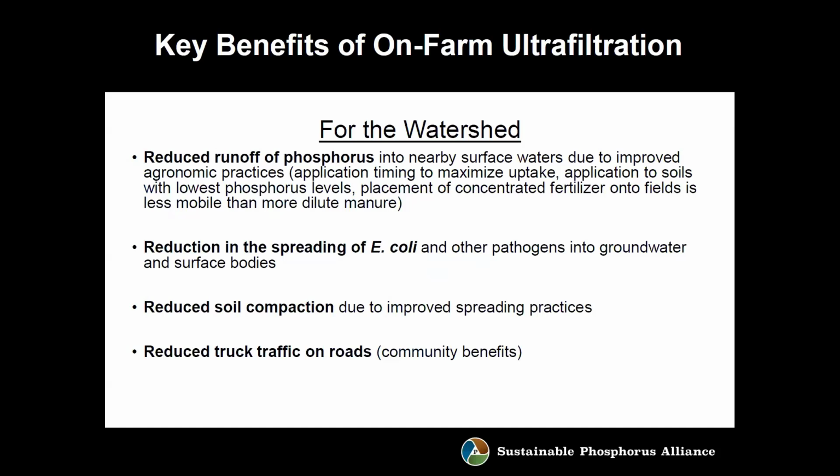We want to reduce soil compaction by concentrating nutrients in manure. You can then apply nutrients with fewer gallons per acre, so less time spreading and hauling. And then obviously take trucks off the road, which has a tremendous benefit to the community, less wear and tear on the roads, less odor, things like that.